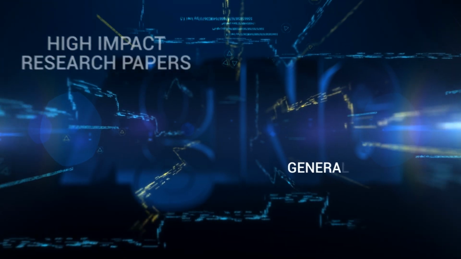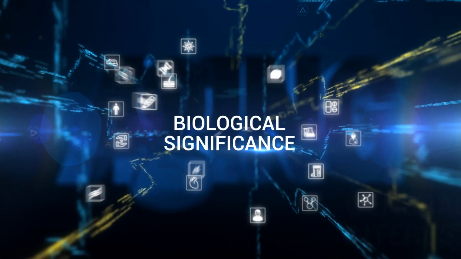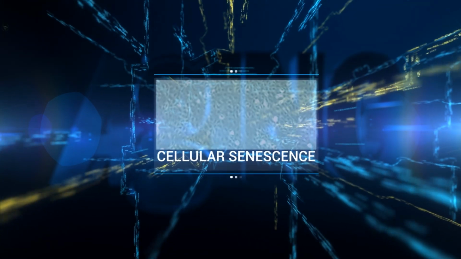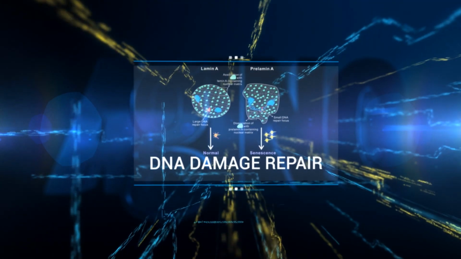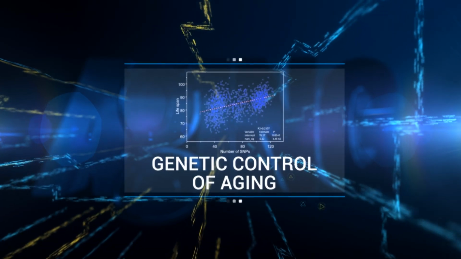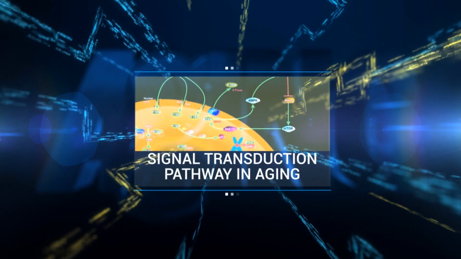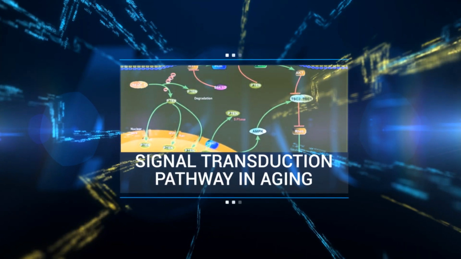Aging publishes high-impact research papers of general interest and biological significance in all fields of aging research, including but not limited to cellular senescence, DNA damage and repair, genetic control of aging, regulation of longevity, anti-aging strategies, and drug development, and especially the role of signal transduction pathways in aging to extend lifespan.